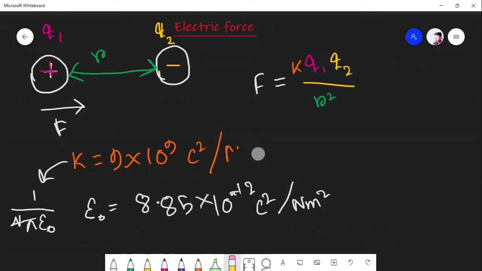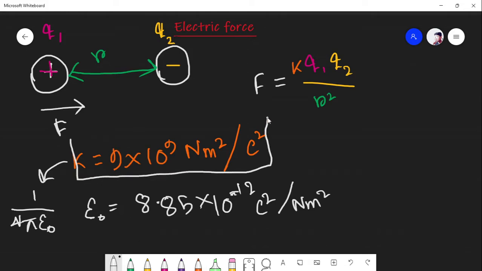Okay, I'm sorry, this is not the unit actually. It's the reversed unit, so this will be Newton meter squared per Coulomb squared. And you really need to remember this constant, because you're going to use it in every problem related to the electric force.